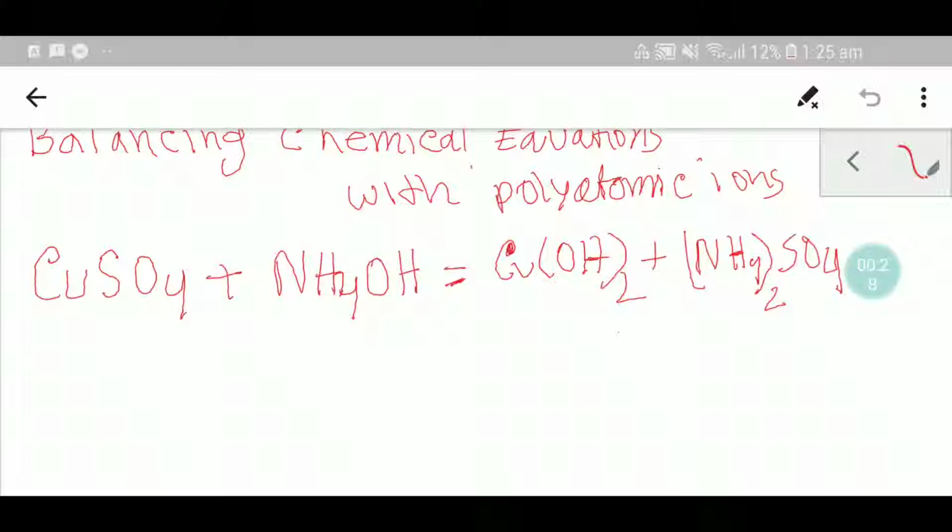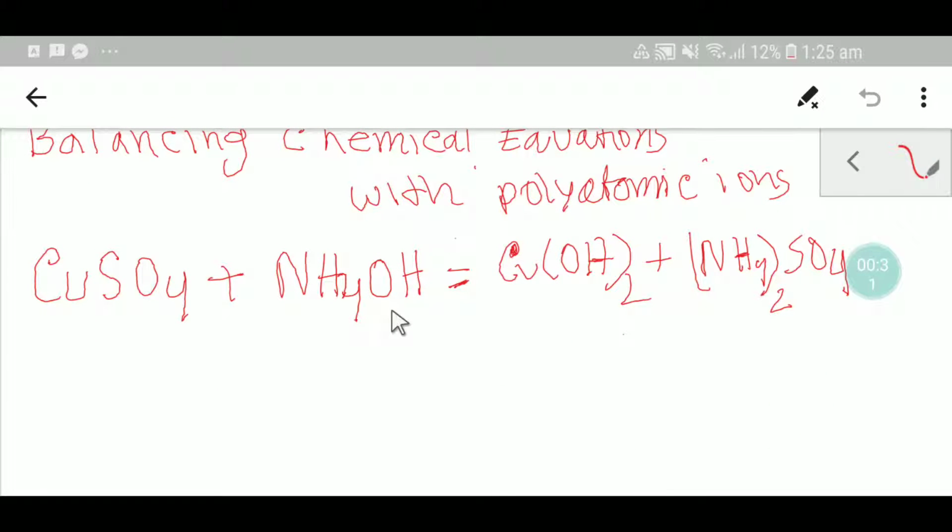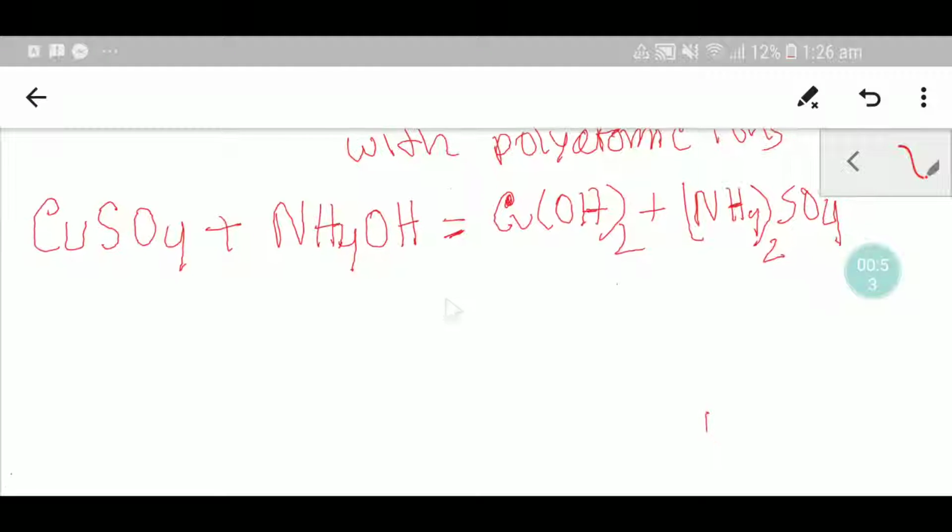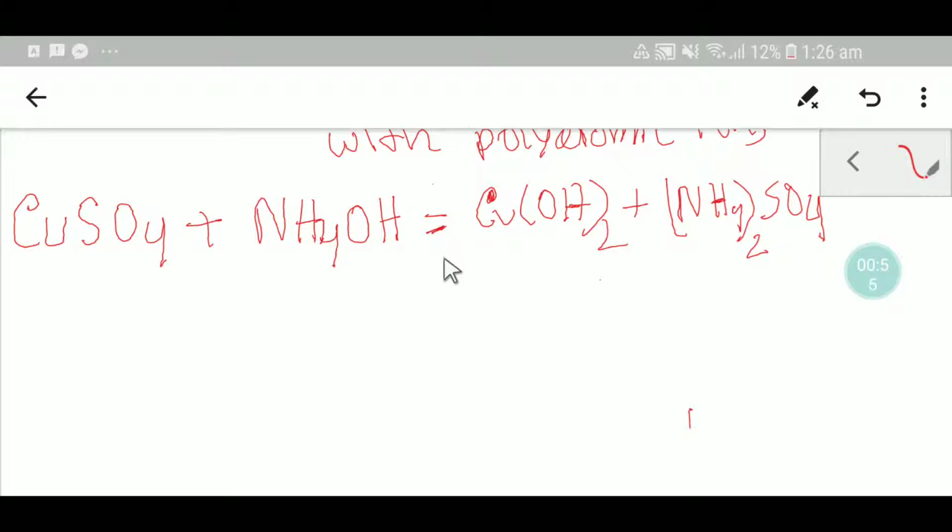Okay, in case of balancing this type of equation, you have to consider the polyatomic ions as a unit, right? As one unit. There are some rules, and I want to explain them by practicing some examples, right? So I can balance this reaction in just four steps. So how can I do this? Okay, to balance this reaction, in the first step, I have to draw a table like this, right?